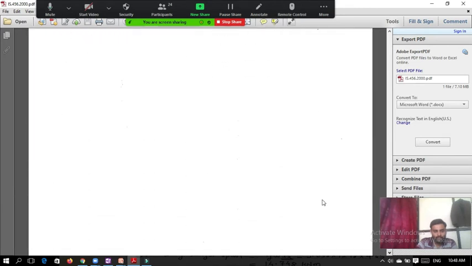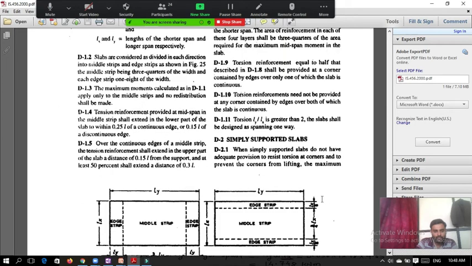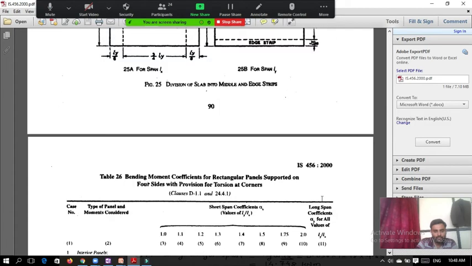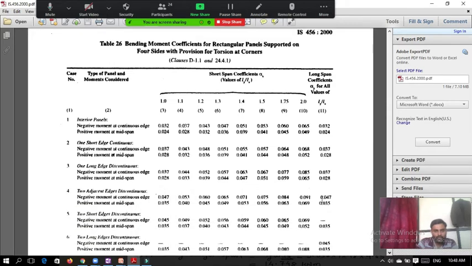So we now close this page. On page number 91 it is given: IS code Table number 26. Now if you see this table over here, Table 26, bending moment coefficients for rectangular panel supported on four sides with the provision of torsion at the corners.